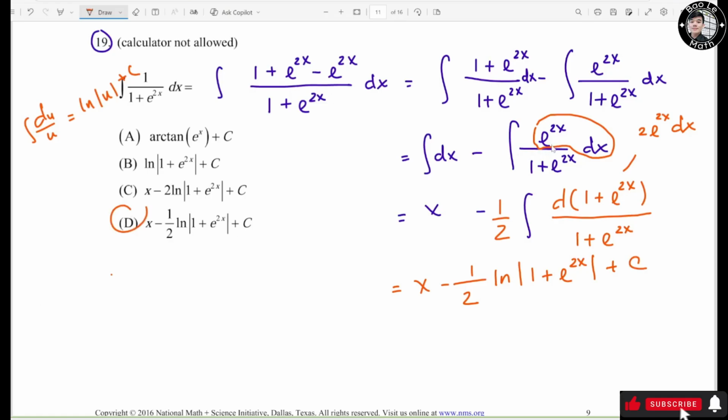Or you can use u-substitution for this one. You just let u equal 1 plus e to the 2s, and then you still get the same answer.